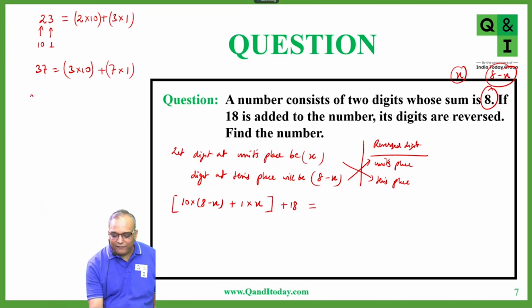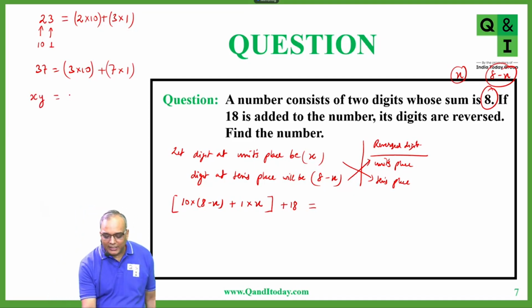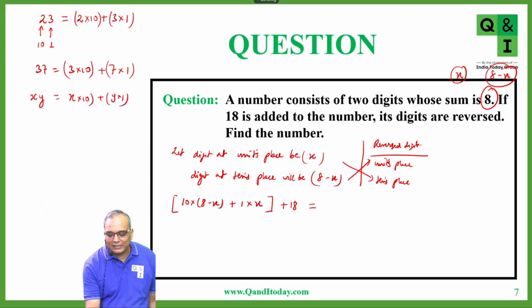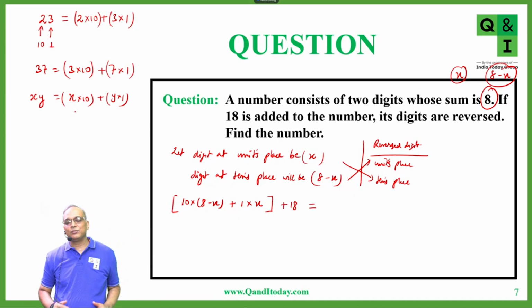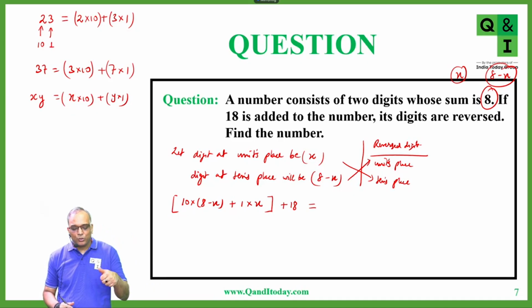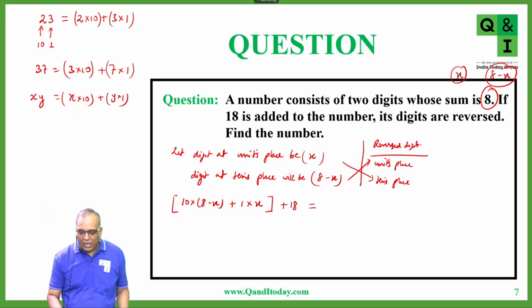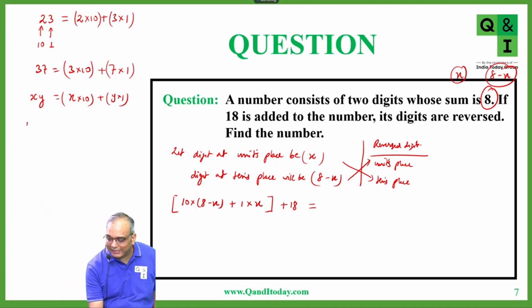Now, Ishan, if we have some two-digit number xy, for example, here you will multiply x by 10 and y by 1. This is how you get the value of that number xy, where the units place is y. And now if I have a two-digit number where tens place is 8 minus x and units place is x, if I have to write the value of this, I'll write it as 8 minus x into 10 plus x into 1. Is it clear?